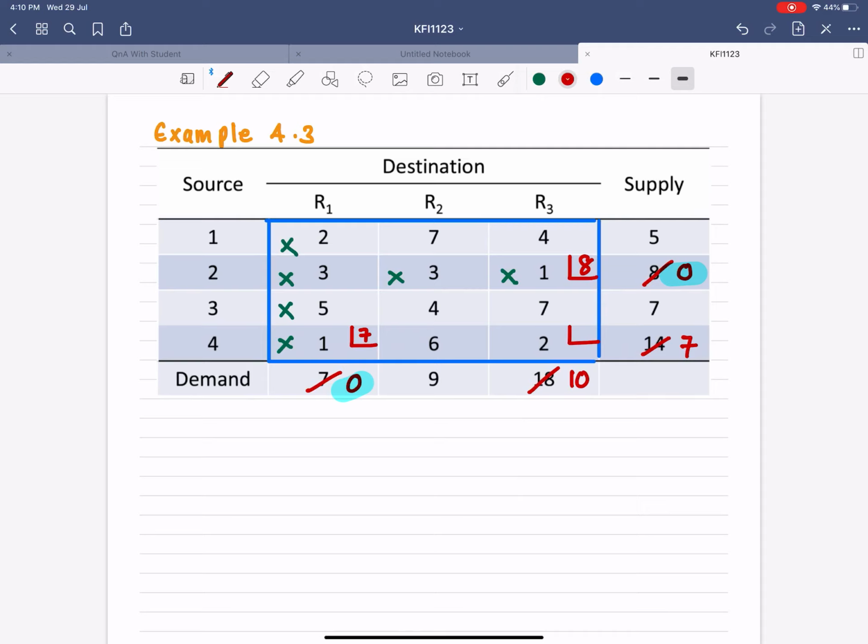We need to compare between 7 and 10. 7 is less than 10, therefore we will allocate 7. So 7 minus 7 is 0, 10 minus 7 is 3. Since the value for the supply is 0, we will cancel out the fourth row.